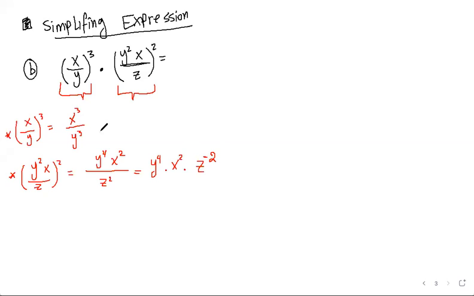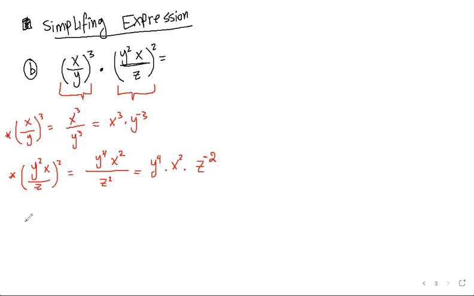Exactly. What about the first one here? If I go back to the first one, x to the third times y to the negative 3. Exactly. So now I have simplified the first term and the second term. Now I multiply this one by this one.